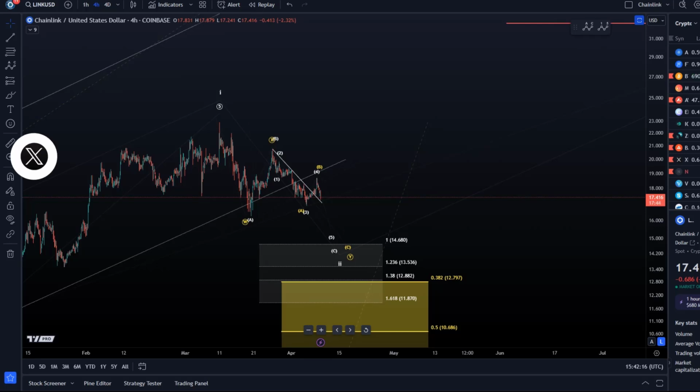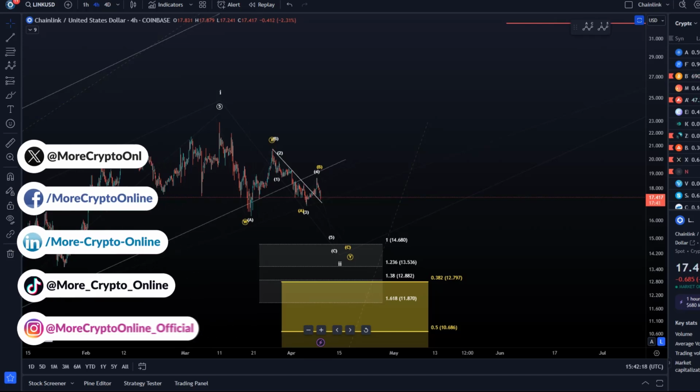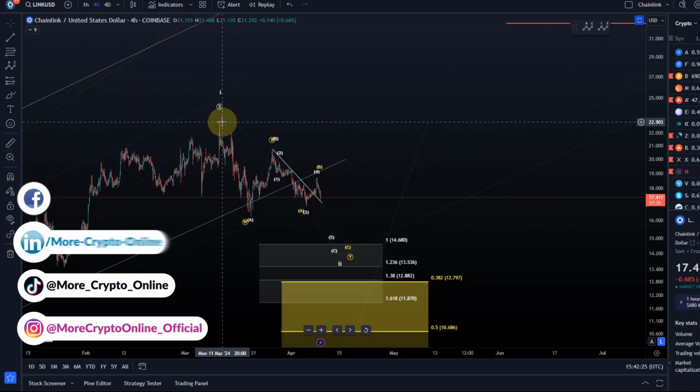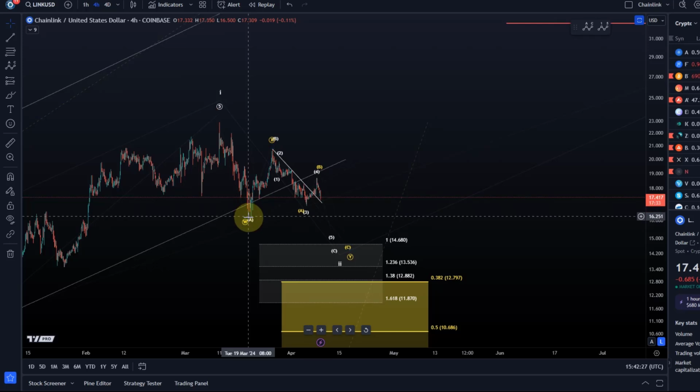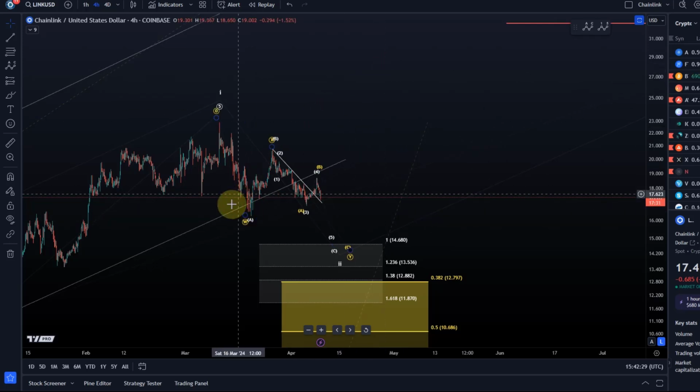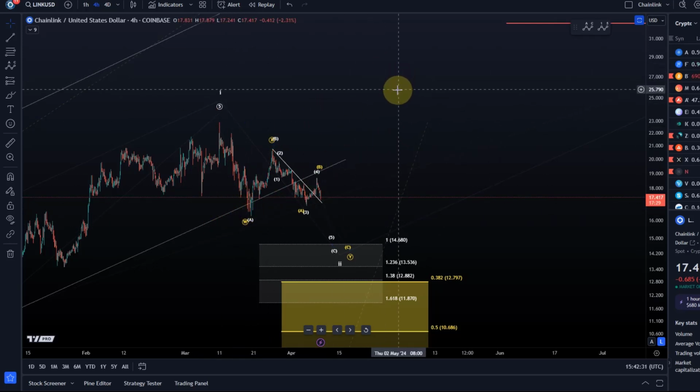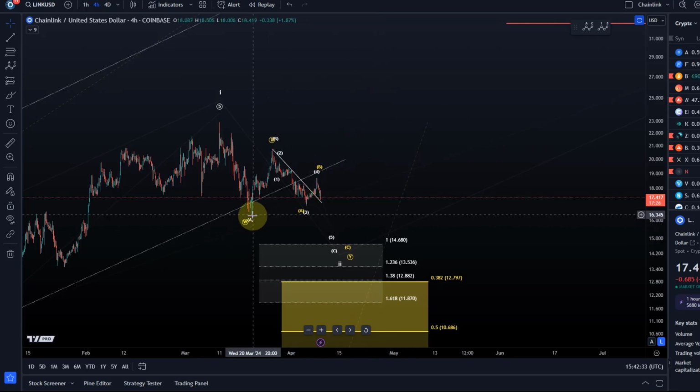On the Link chart, we continue to see this thesis unfold and play out. At the moment, the wave one indeed completed. It's technically still possible that we get one more extension higher, but I've taken that scenario off the chart. It's possible, but it's not probable at the moment. We're just dancing on support levels, so I've taken that off the chart.